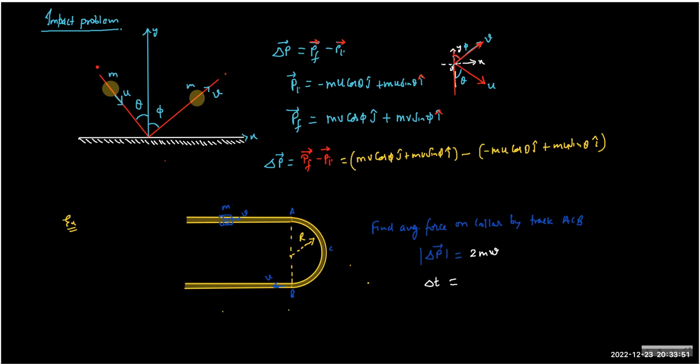Distance, beta, distance, not displacement. What is the actual path length from A to B via C? Pi into R. So you got the distance right? And what is your speed? V. So how much is time? Pi R by V.